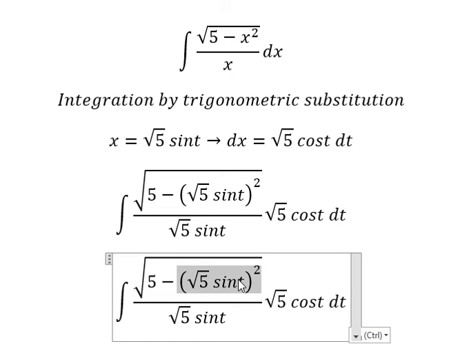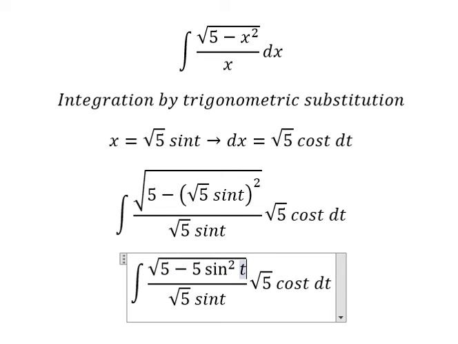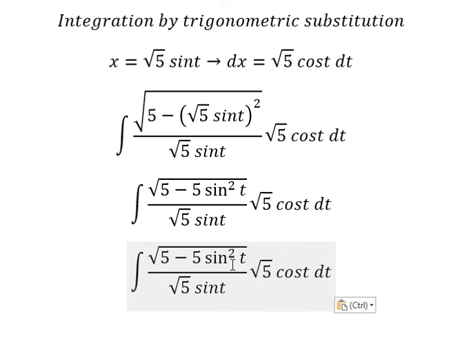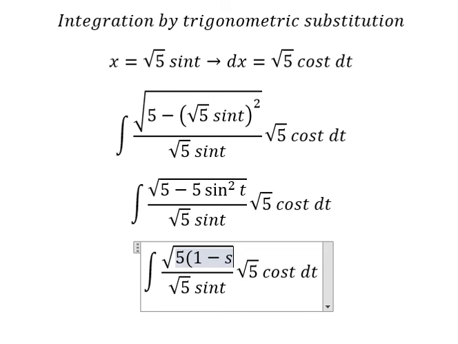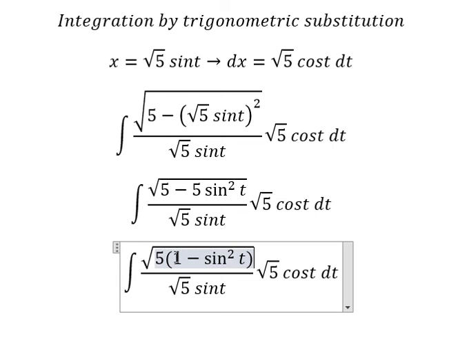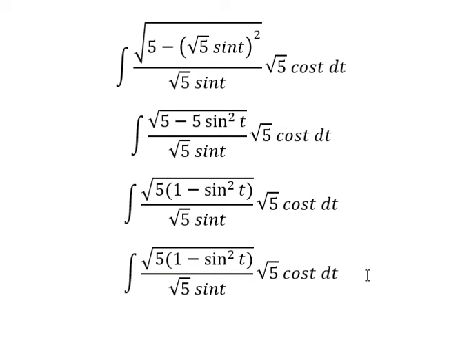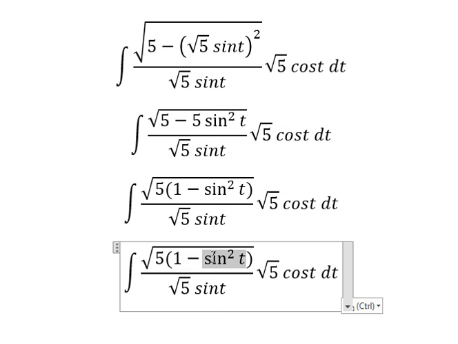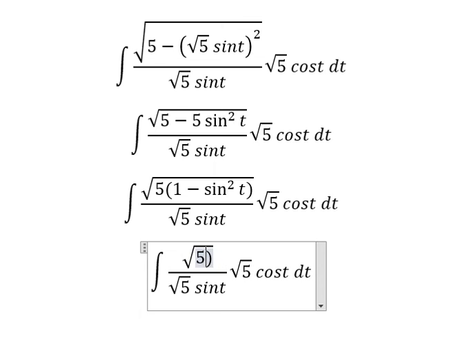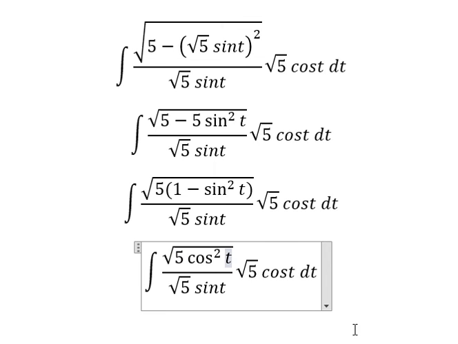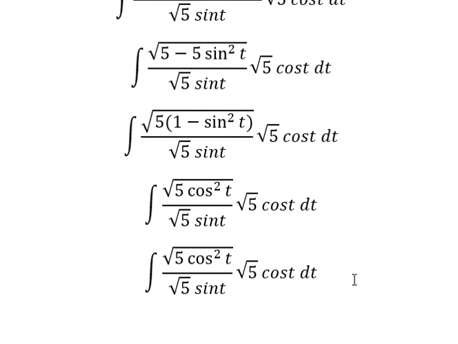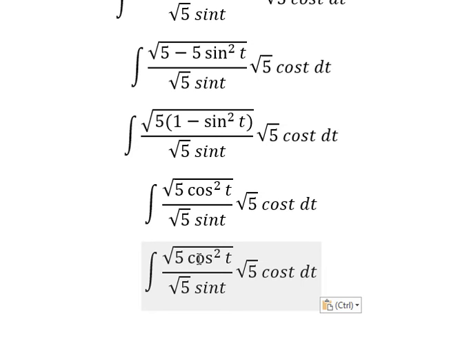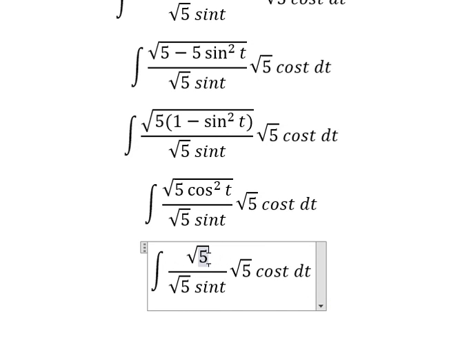Now this one you get 5 sine t squared. Number 5, we can do factorization. 1 minus sine t squared, we change to cosine t squared. The square root of 5 cosine t squared, you get the square root of 5 cosine t.